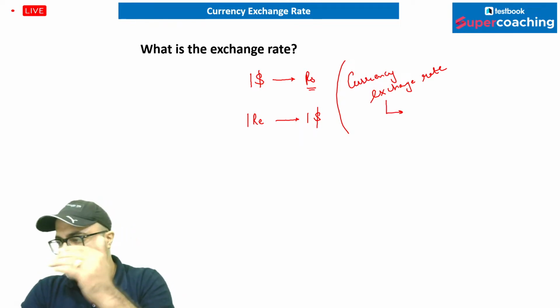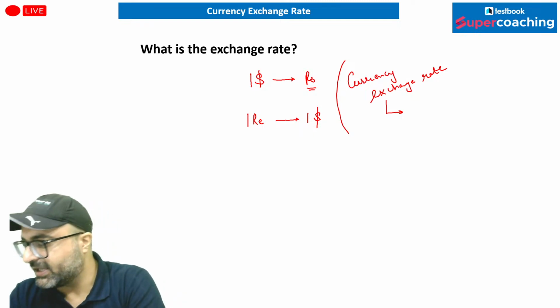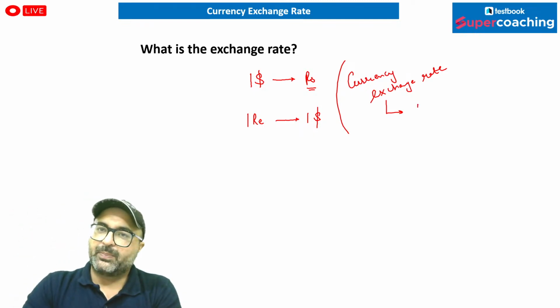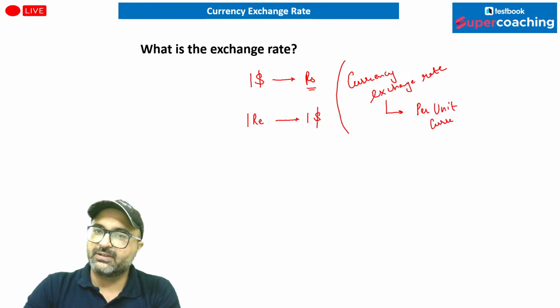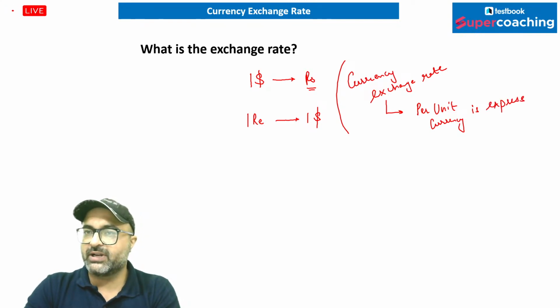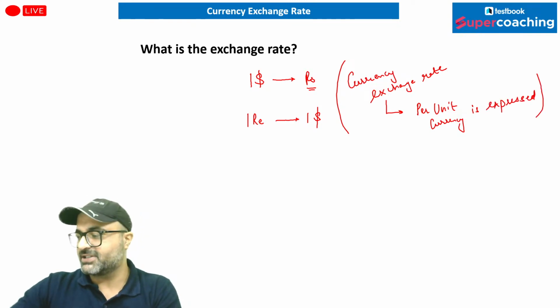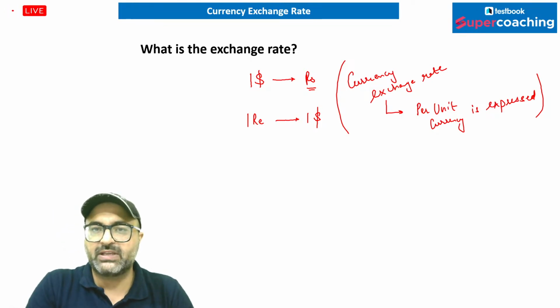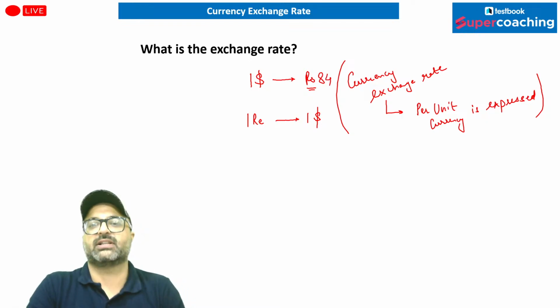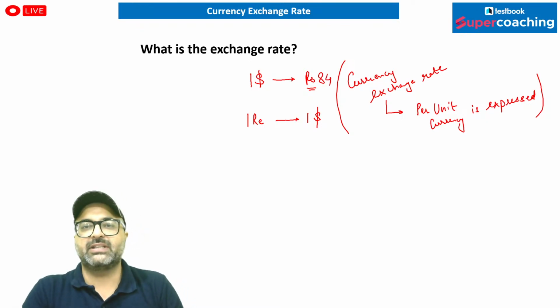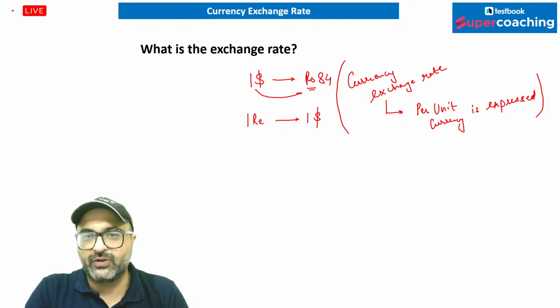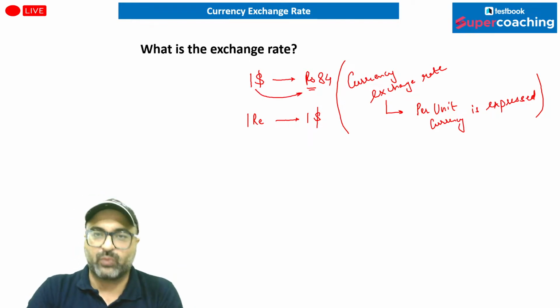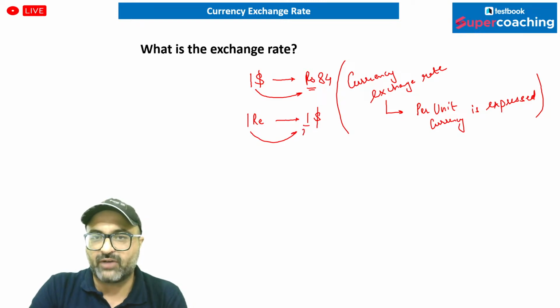This is very interesting. Please pay attention. Exchange rate can be defined in this form: per unit currency is expressed. When you express per unit currency, that is termed as currency exchange rate. For example, if you are expressing $1 is equal to, let's say, 84 rupees, that basically means you are calculating that 1 unit of dollar can be purchased with how many rupees, or 1 unit of rupee can be purchased with how many dollars.